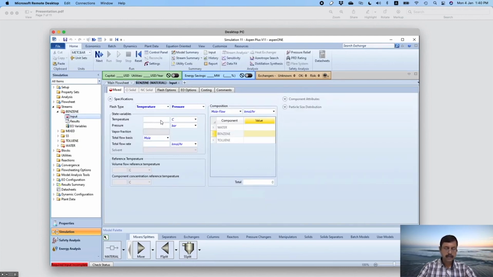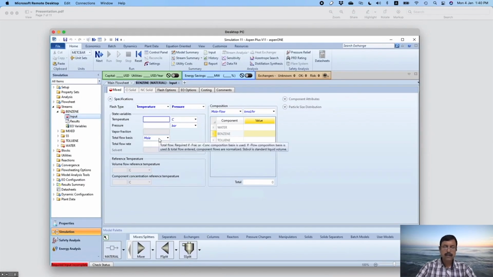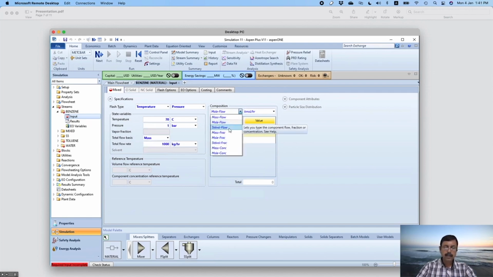So benzene, as you know, is at 70 degrees centigrade. Water is 80, toluene 60, benzene 70. All of them have a 1000 kg per hour flow rate and 1 atmosphere pressure. So for benzene: 70, 1 bar pressure and mass flow of 1000 kg. It is completely benzene, so the mass fraction is 1.